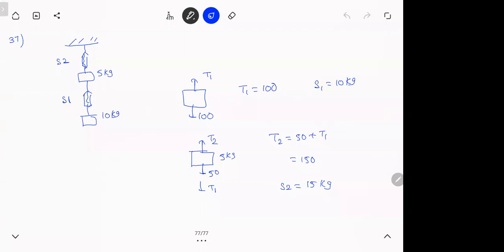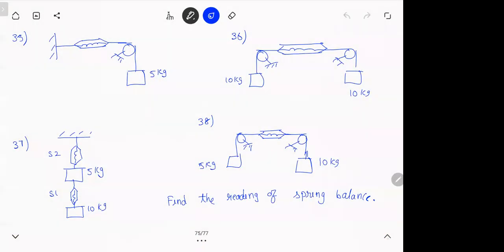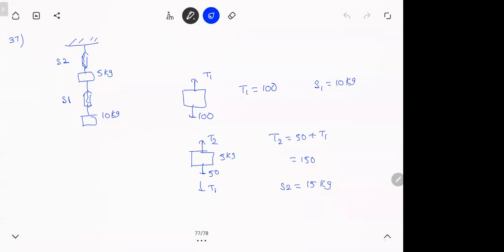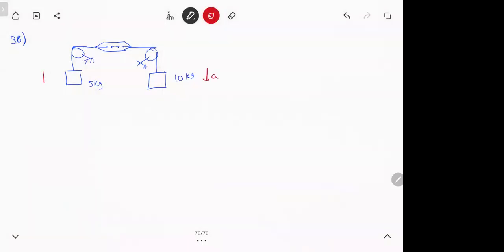See, look at the next one. Next one is a good one. 38. How to do this thing? Now here the issue is the system is moving. System cannot be at rest. So one thing I can say, if this is coming down, this will be going up. Agreed? System won't be at rest.